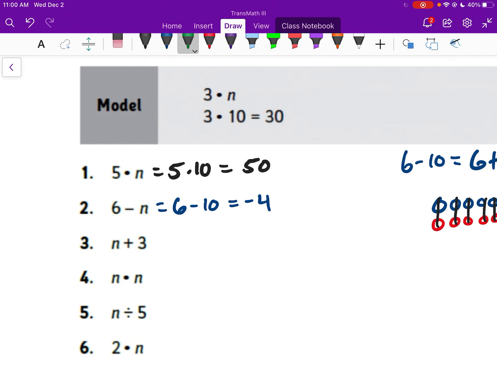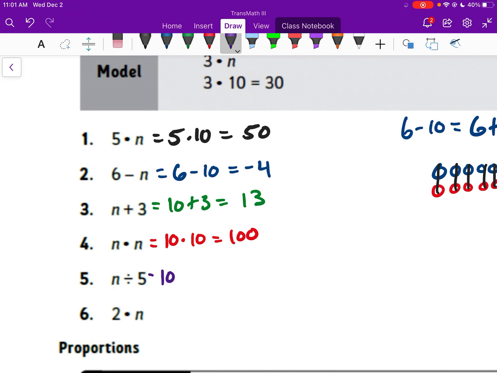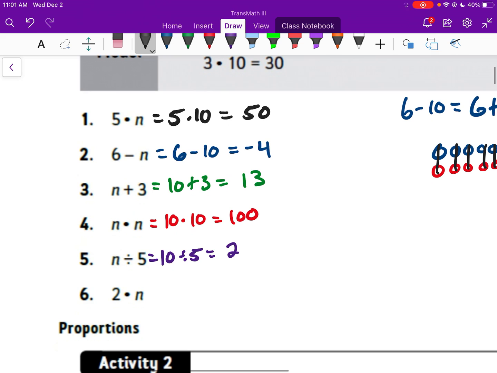All right, so number 3 then. Again, replacing n with 10, so we're saying 10 plus 3, which gives us 13. Number 4, we're saying n times n, so taking 10 and replacing both of those, which is saying 10 times 10, which will give us 100. Number 5, we're saying 10 divided by 5, which is 2. And then finally, 2 times n, or 2 times 10, to give us 20. All right, that's activity 1.